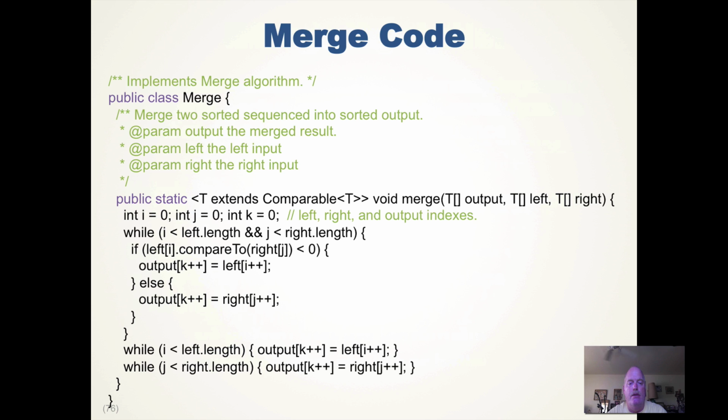Once we get out of this while loop, we've either exhausted the left or the right sequence. In the second while loop, if we haven't exhausted left, we copy left to the output. In the next while loop, if we haven't exhausted j, the right one, we copy the right one. We guarantee that one of those two while loops will not execute because we have exhausted one of those sequences in the first while loop.